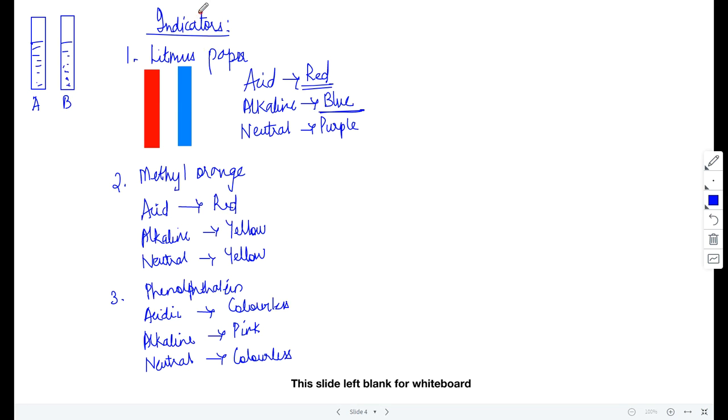So this was the indicator which is used to differentiate between acids, alkalis and neutral solutions, right? Now we have identified solution A as an acid. Just imagine we have identified A as an acid. I'm asking you, if it is an acid, tell me the pH value of it. How much is the pH value of this solution? How will you tell me?